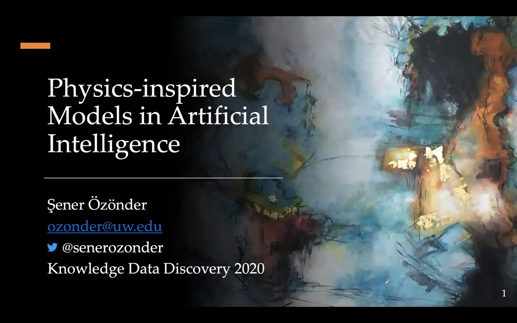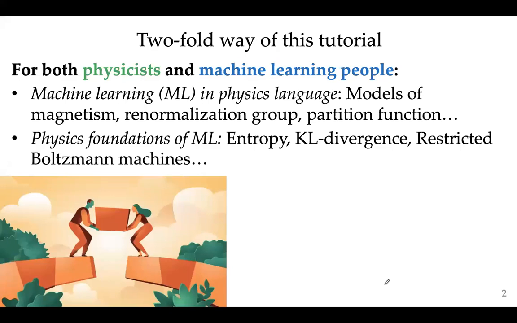In this tutorial, I'm going to talk about physics-inspired models in artificial intelligence. So this tutorial is intended for both physicists and machine learning people. So I'm going to try to explain machine learning in physics language. In physics, there are models of magnetism, there are ideas of renormalization group, or concepts like partition function. And also, I'm going to go into the details of physics foundations of machine learning. So I'm going to talk about entropy, KL divergence, restricted Boltzmann machines, and more.